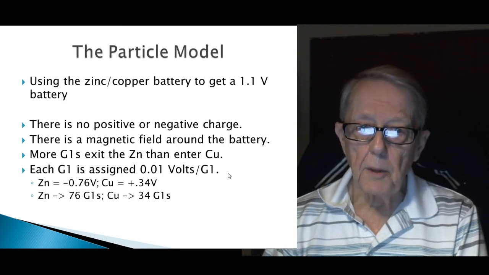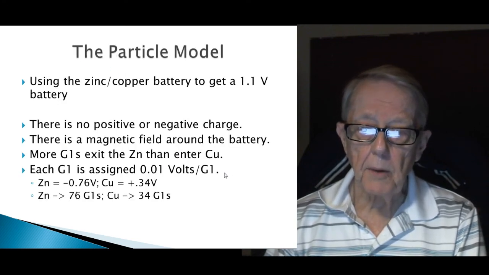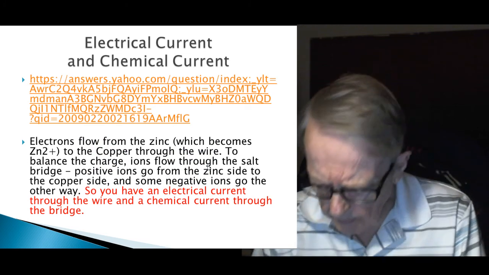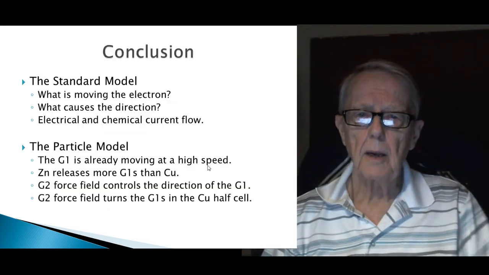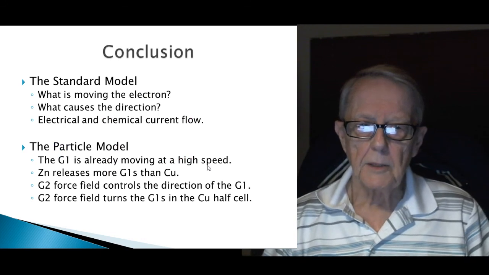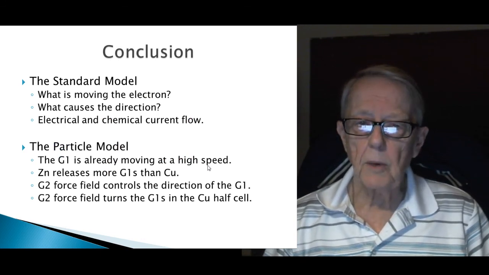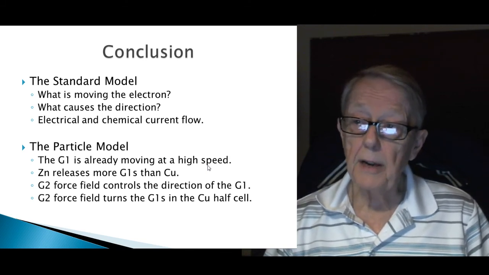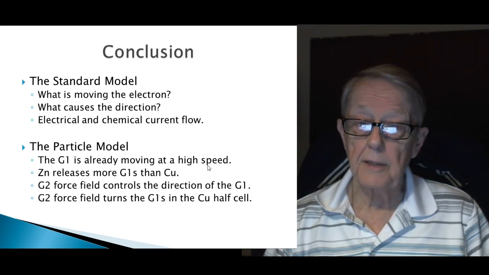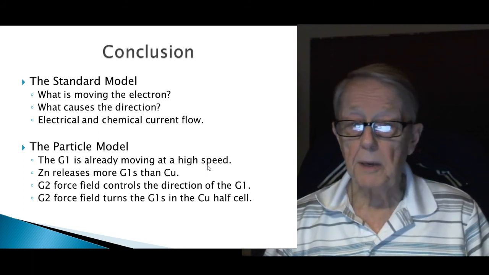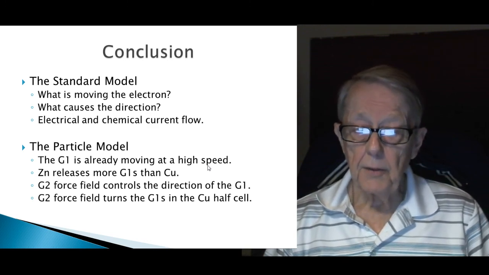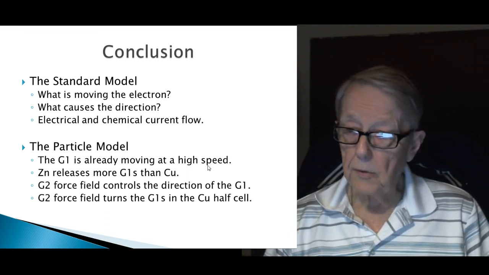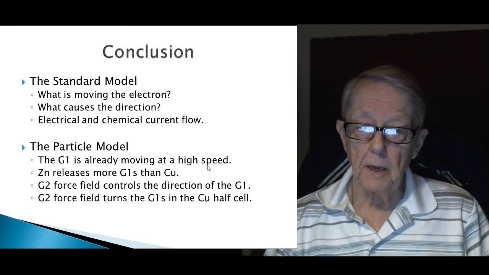So, the particle model. Oops, I went backwards. Come on, Robert. Here we go. In conclusion, the standard model, I would question what's moving the electron in the first place. They have no explanation. Not even their idea that there's an EMF doing it, that doesn't even come into play. They don't explain the direction. And they talk about the fact that there's an electrical current and a chemical current flow. Electrical through the wire, chemical through the electrolyte.